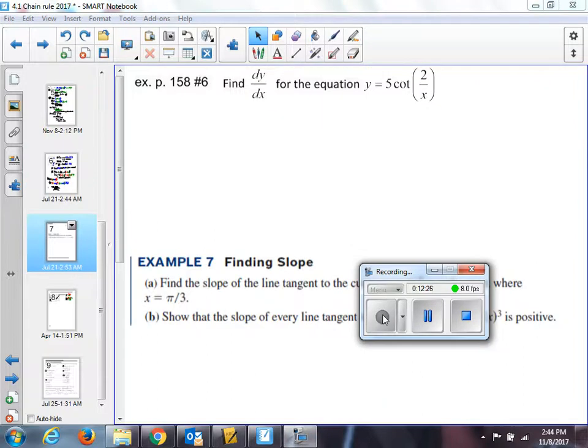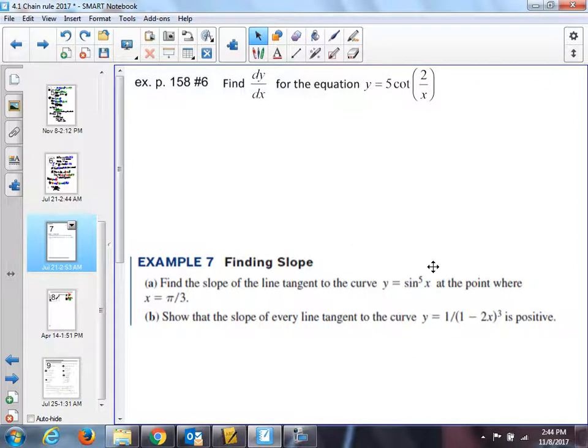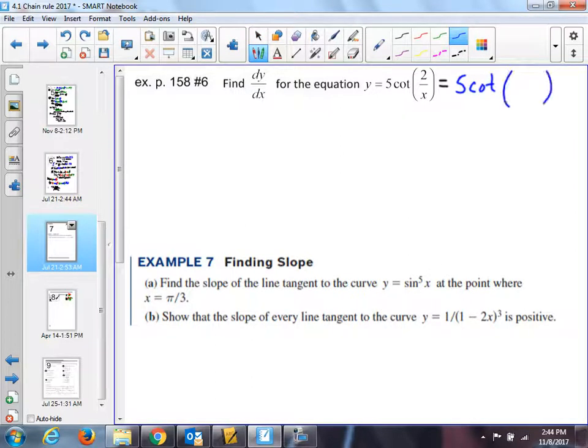Okay. There's one from number 6, there it is. Before I do the calculus on this, I'm going to rewrite this with color coding so that we have something to guide our thought process. How about we call this 5 cotangent the outer function. Now, the inner function I'm going to call 2x minus 1. So, I've got two functions involved.